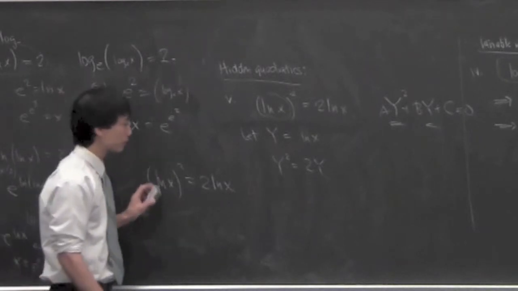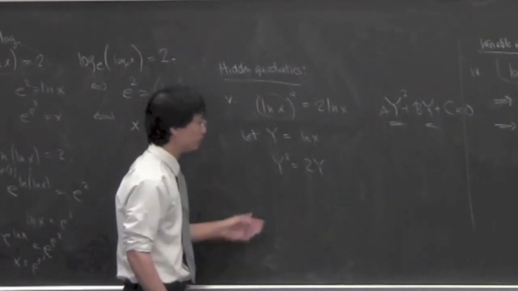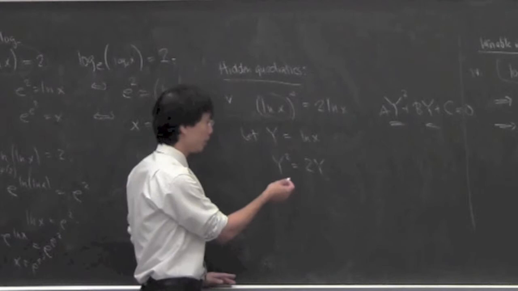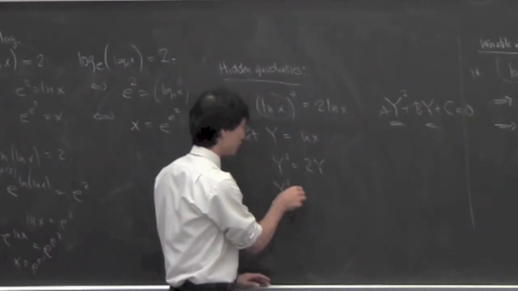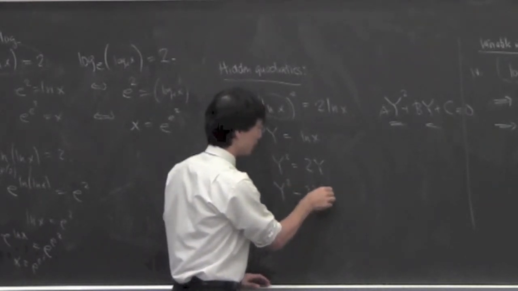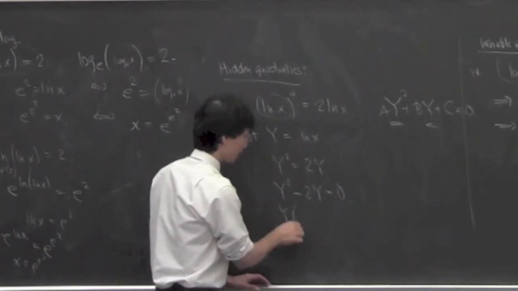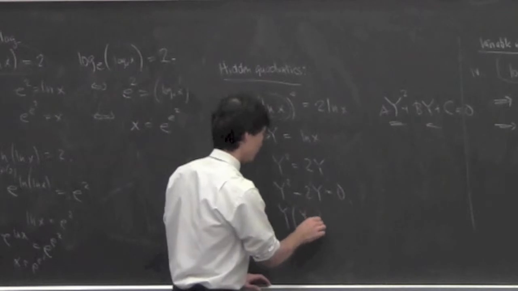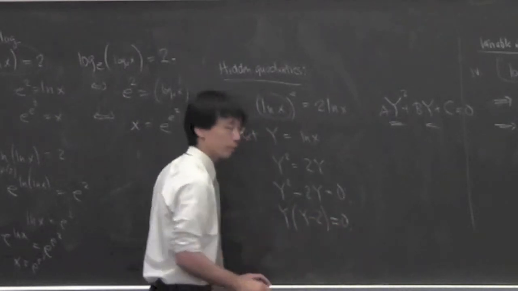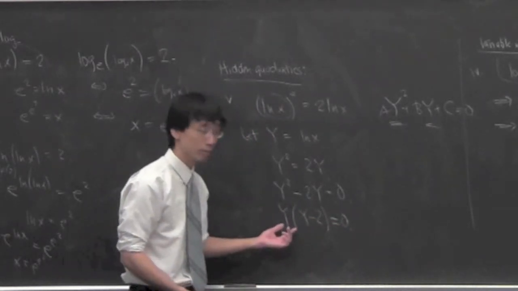Okay. So we say, well, y squared is equal to 2y, right? In other words, y squared minus 2y is equal to 0. y times y minus 2 is equal to 0, right? And what does it tell us? That y either has to be 0 or y has to be 2.